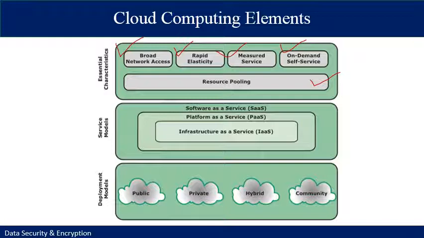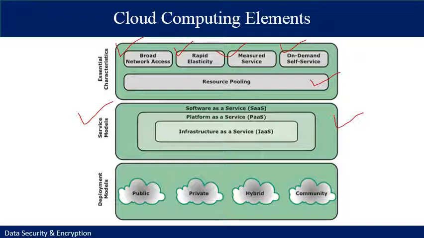After the essential characteristics, there are some service models, and NIST defines three service models which can be viewed as nested service alternatives. So first of all, at the lowest level, cloud computing provides software as a service. This capability provided to the consumer is to use the provider's applications running on cloud infrastructure. The applications are accessible from various client devices through a thin client interface such as a web browser.